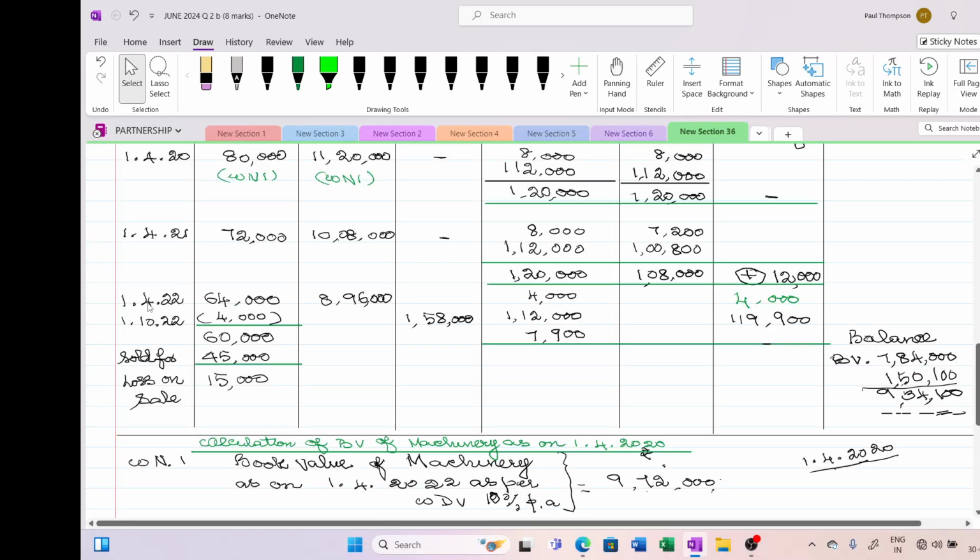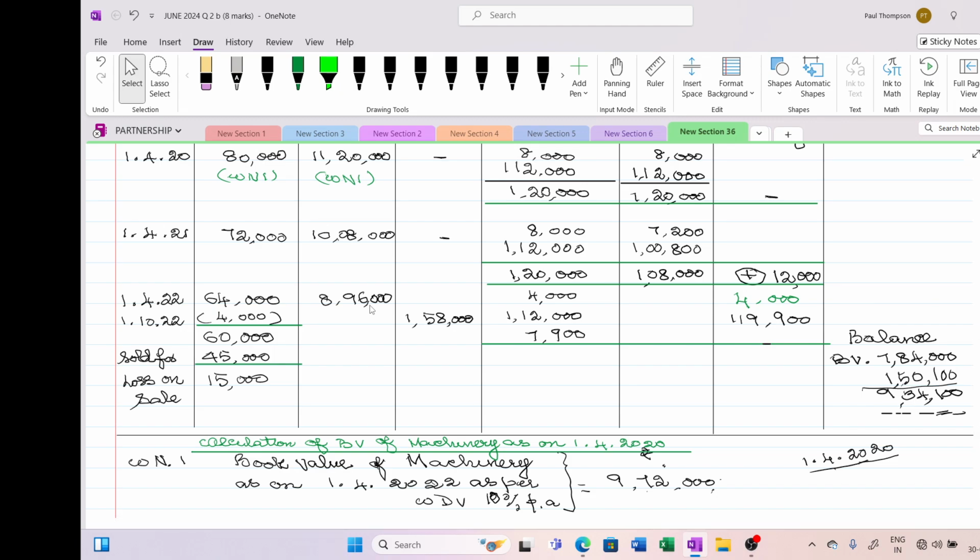Now coming to 1/4/2022. This 72,000 machine, 8,000 depreciation has gone. So the book value is 64,000. And this machine, 10 lakh 8,000, again 1 lakh 12,000 depreciation has gone. So the book value is now, as on 1/4/22, 8 lakh 96,000.